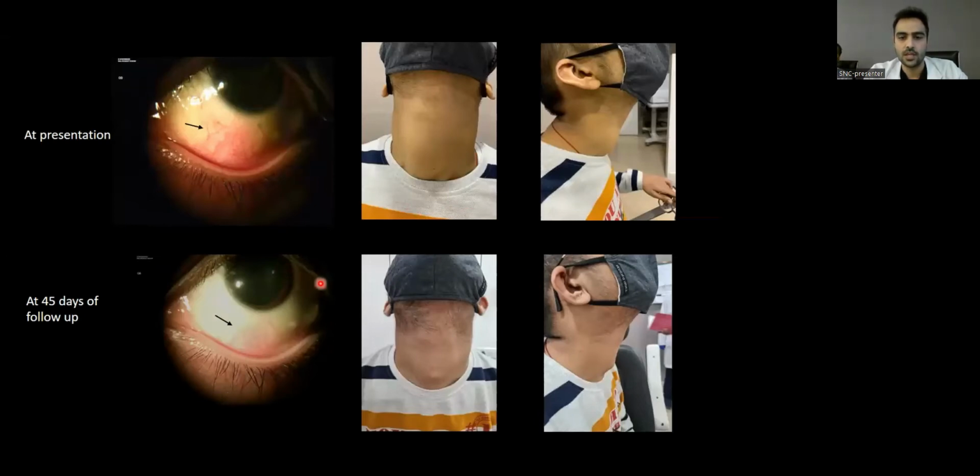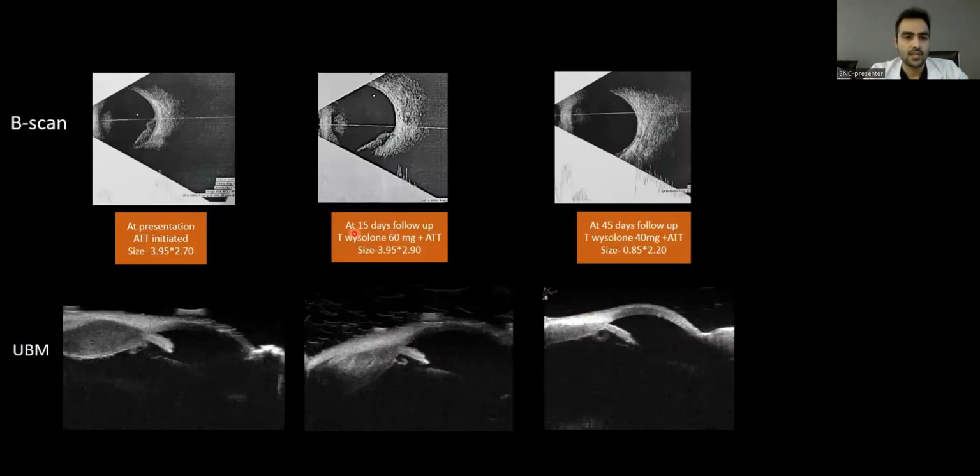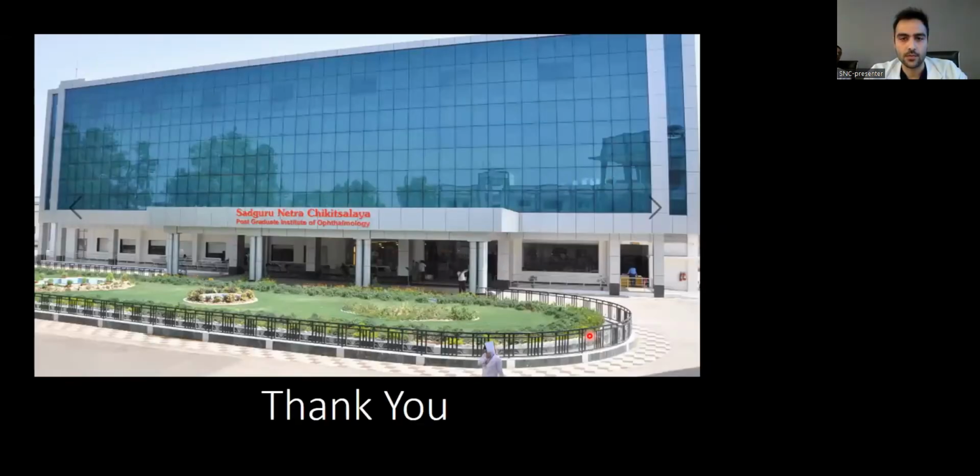At 45 days of follow-up, the inferior sectoral congestion had reduced. The neck swelling had also decreased significantly, and on consecutive visits, when the patient was on steroids and ATT, the disc edema had reduced, and the ciliary body mass size had decreased significantly. On consecutive B scan and ultrasound biomicroscopy, we can see that after the patient was started on steroids, the size of the lesion had reduced. Thank you.